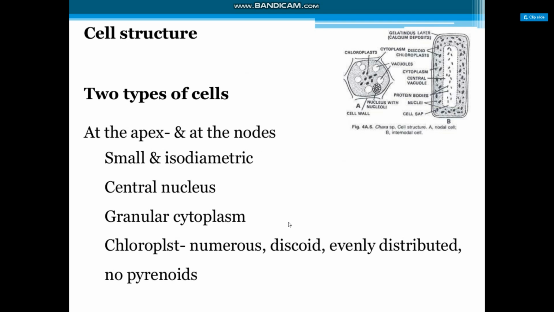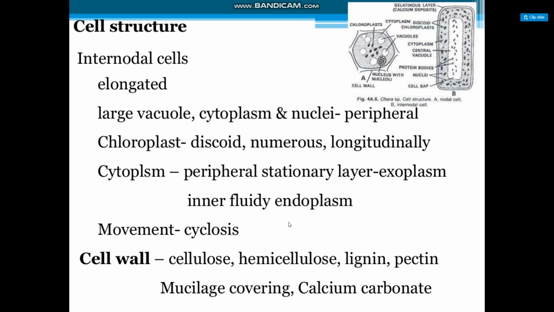Cell structures: there are two types of cells. At the apex and at the nodes, cells are small and isodiametric, with a central nucleus and granular cytoplasm. Chloroplasts are numerous, discoid and evenly distributed; no pyramidal type of chloroplast is found in Chara. Internodal cells are elongated, with a large vacuole, and the cytoplasm and nuclei are peripheral. Chloroplasts are discoid, numerous and longitudinal.